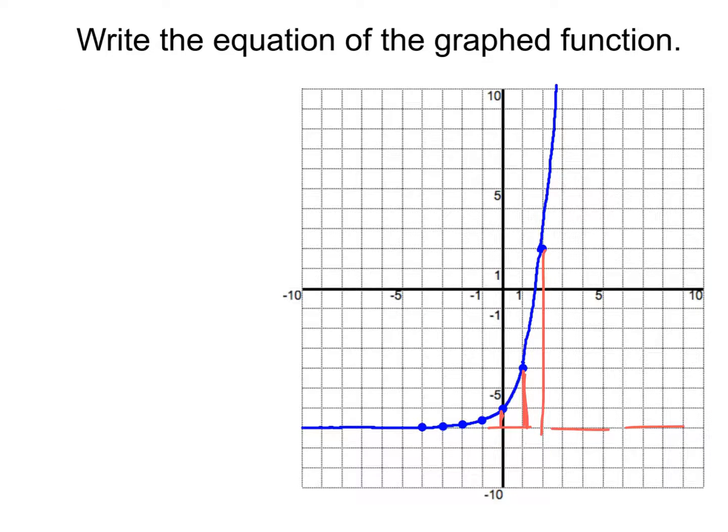3. So that tells me it's got to be a y equals 3 to the x. This one's above the asymptote, so it's not negative this time. But it has all been shifted down, more specifically down 7, so it's 3 to the x minus 7.